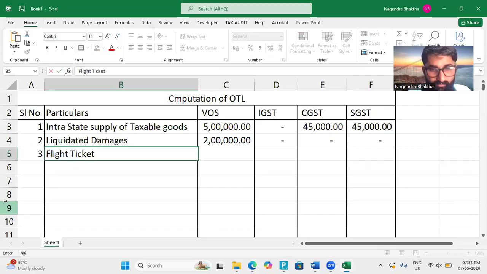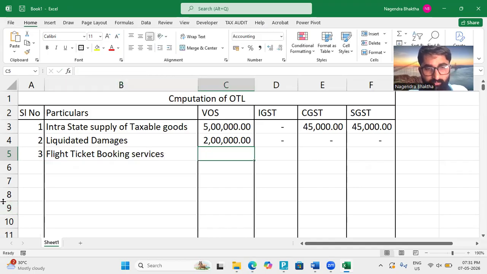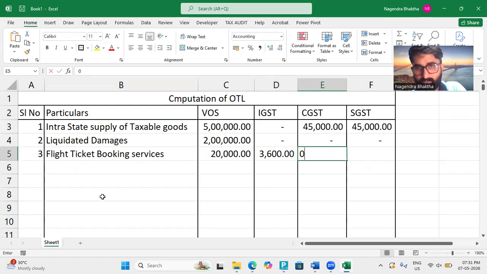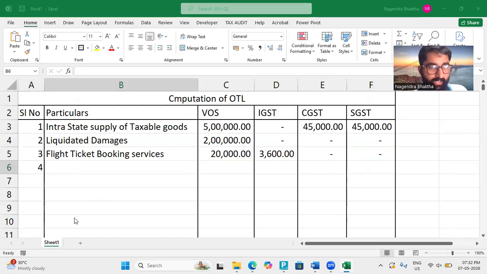Flight ticket booking services 20,000. IGST will be 18% of this, 3,600. Done. Write it fast. So that is flight ticket booking services. Okay. I hope you are writing with me. Fourth one. Next.